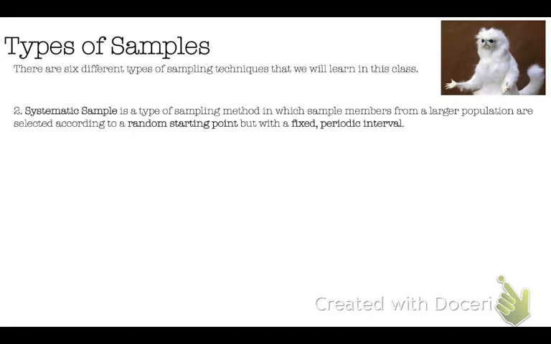A systematic sample is a type of sampling method in which sample members from a larger population are selected according to a random starting point with a fixed periodic interval. Let's look at an example of what this would be.